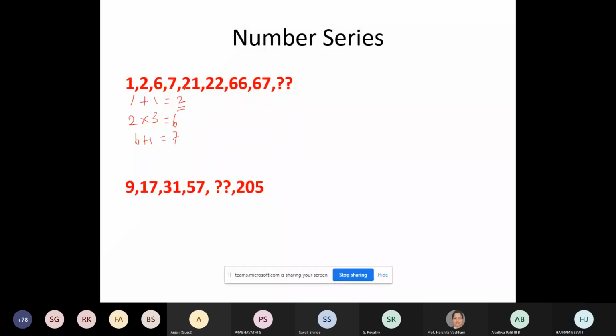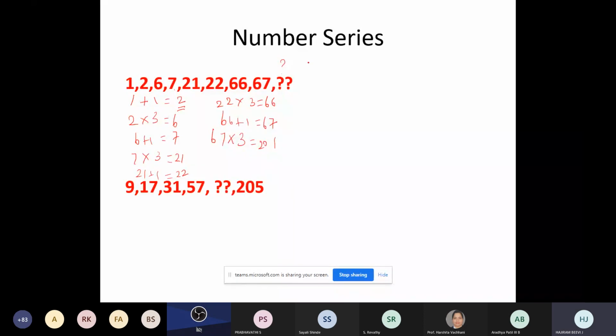Again we are multiplying. 7 into 3, it is 21. Then add one value. 21 plus 1, it is 22. Then 22 into 3 means it is 66. Then 66 plus 1 means it is 67. So which means the next term is the multiplicative value of 67 and 3. So it is 201. So the next element is 201.